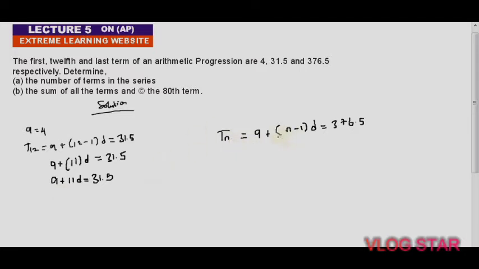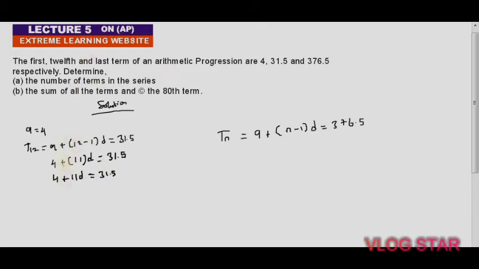So let's erase this side and put back our A. Since A is given to be 4, let's plug in the value of A in this question and solve immediately. So we have 4 plus open bracket 12 minus 1, which is already 11, close bracket D, is equal to 31.5. So from here we have 4 plus 11D is equal to 31.5.